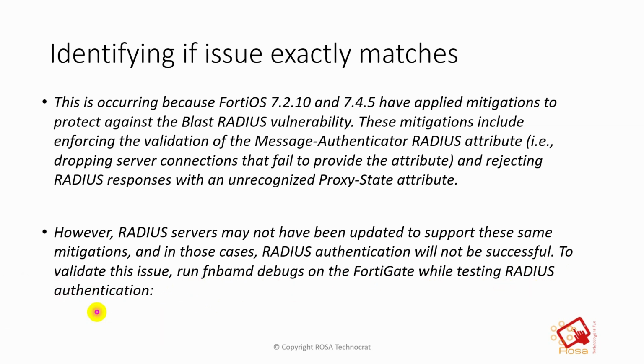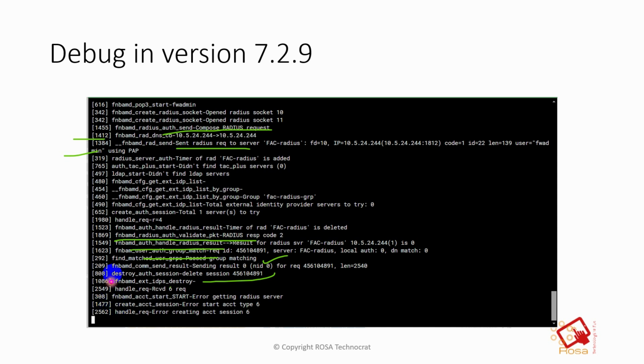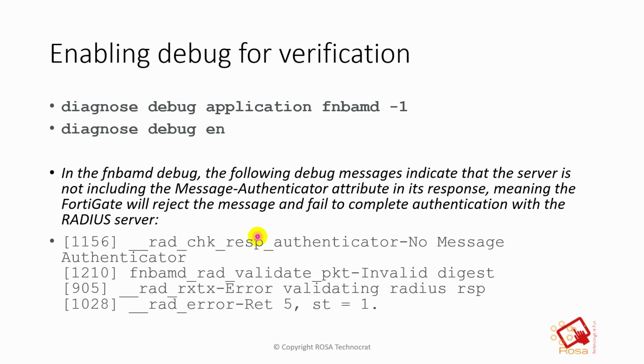Now, when we are running a debug in 7.2.9 where everything is working, you see that the Radius request is sent to the Radius server, and we receive a response back from the FortiAuthenticator. Here the Radius server is a FortiAuthenticator Radius server, and then finally the group matches and the user passes the authentication. So this is how it works in 7.2.9. But if you upgrade to 7.2.10, then you will see this issue.